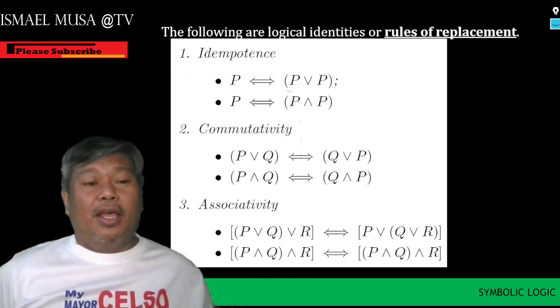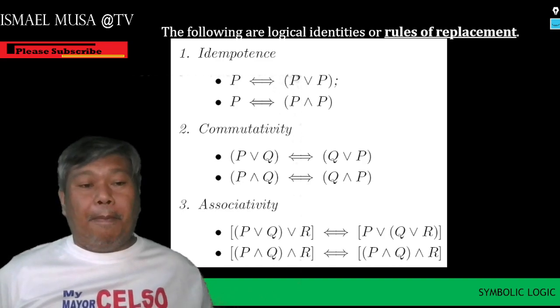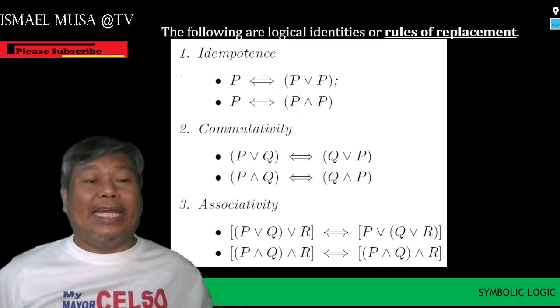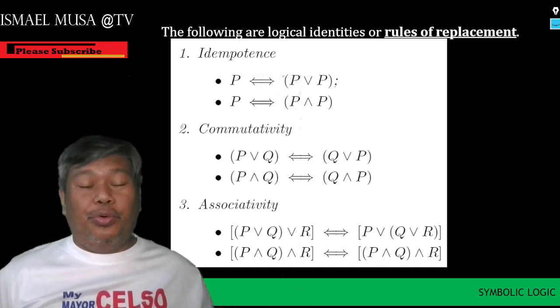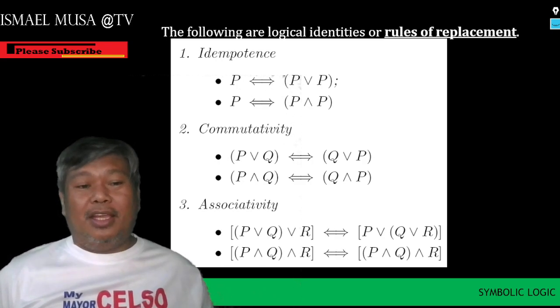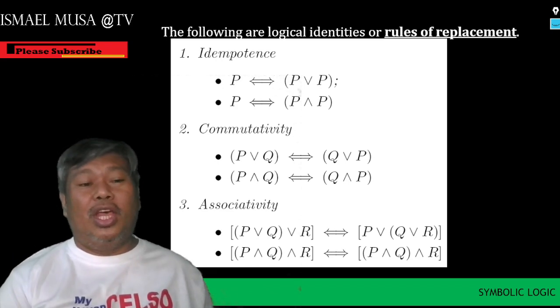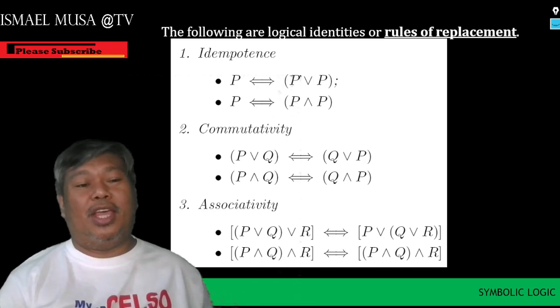So P if and only if P or P. When you have P or P, that could be written simply as P. P and P, that can be written as P. We call that idempotence. Then we have also commutativity. P or Q is the same as Q or P. P and Q is the same as Q and P. They are logically equivalent, or they are rules of replacement. They can interchange. Okay.